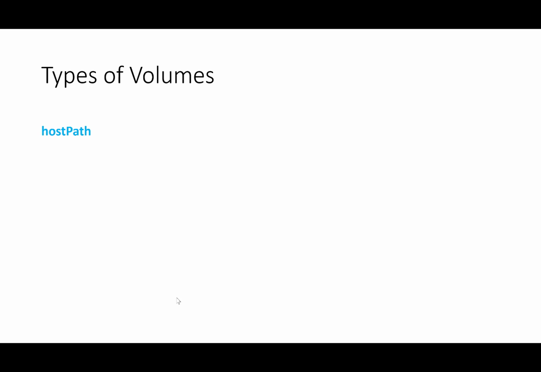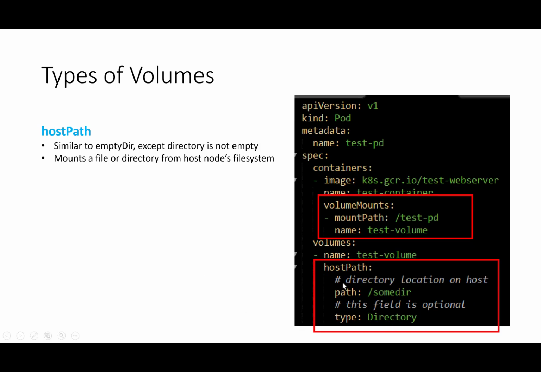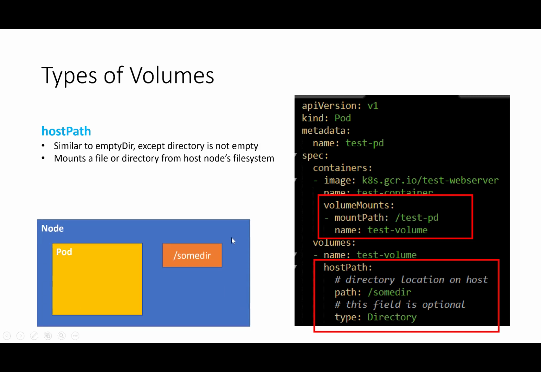Now let's look at another volume type, hostPath, which is very similar to emptyDir, except here the directory is not empty. This one mounts a file or directory from the host node's file system. So here, again, there are these two sections that you need to provide. What kind of volume? So here we say some directory, and this resides in the node, and we want to mount it in test-pd. So here is your diagram.